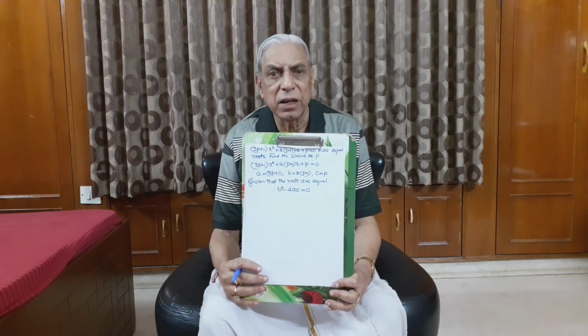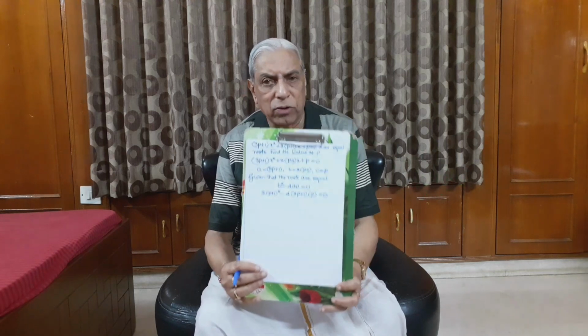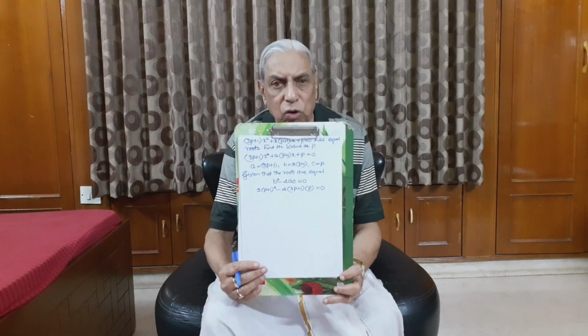Now substitute for a, b and c in that one. What is b? The value of b is 2 times p plus 1. So b square means 2 times p plus 1 the whole squared. Look, instead of b square, 2 times p plus 1 the whole squared minus 4ac. Minus 4 into the value of a, which is 3p plus 1, into c, which is p, equals 0. Instead of c, p. You must do it correctly. 2 times p plus 1 the whole square minus 4 times 3p plus 1 into p equals 0.